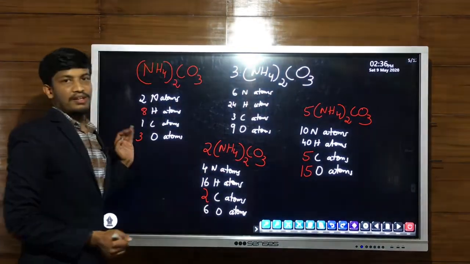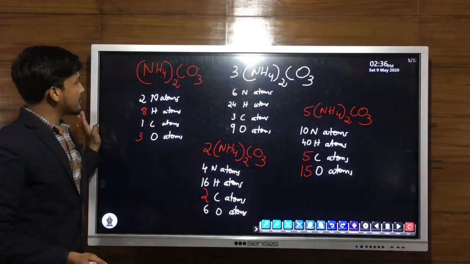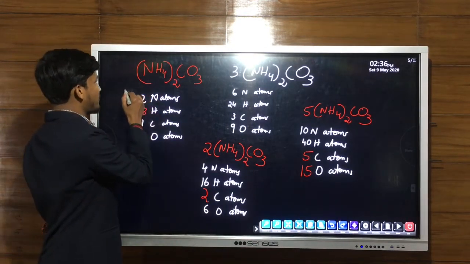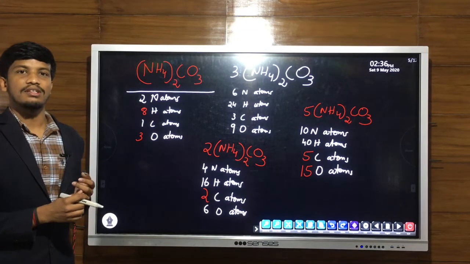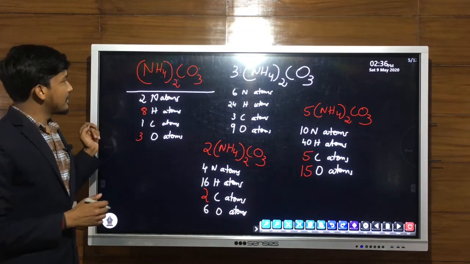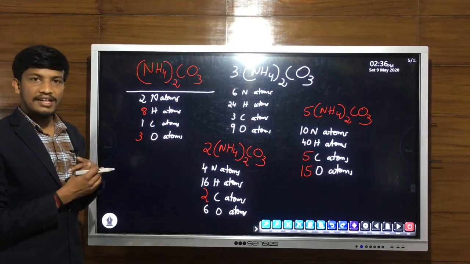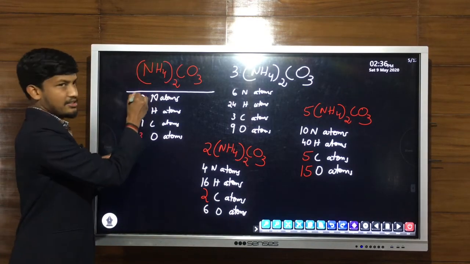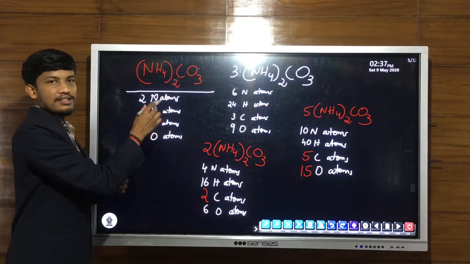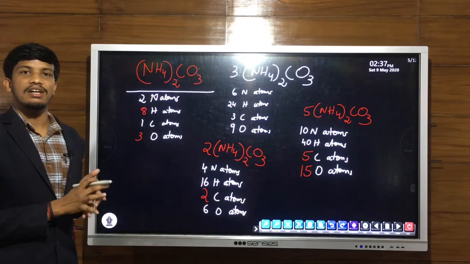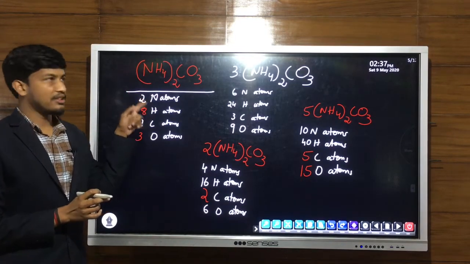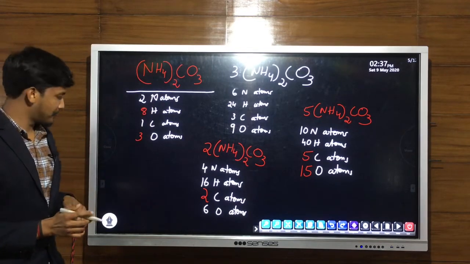Next, the last one we are going to discuss is the number of atoms in ammonium carbonate, (NH4)2CO3. First we will find out which atoms are present in this compound: N, that is nitrogen, H, hydrogen, C, carbon, and O, oxygen. So these are the 4 elements present here: nitrogen, hydrogen, carbon and oxygen.